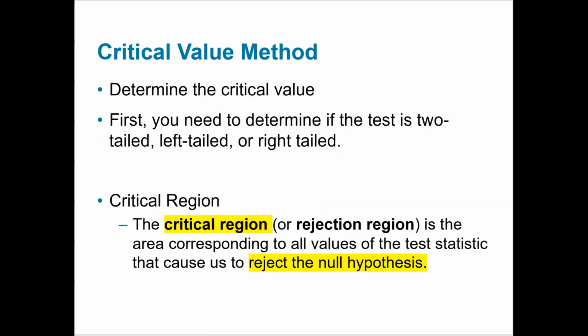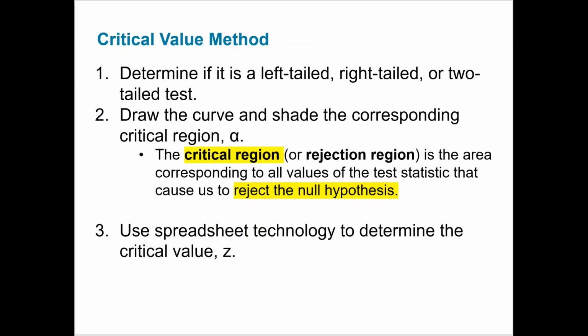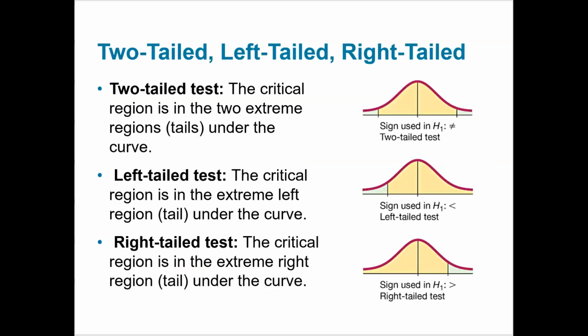The critical value method is a little bit more work, but first you would need to determine if the test is two-tailed, left-tailed, or right-tailed, and then that would determine your critical region, which tells you when to reject the null hypothesis. But so let's take a peek here. So we determine if it's left-tailed, right-tailed, or two-tailed. Then we draw the curve and shade the critical region. And then we would use spreadsheet technology to determine the critical value. So we still have to determine the critical value. The z-value of the critical value is not the same as the test statistic. And again, this will become clearer.